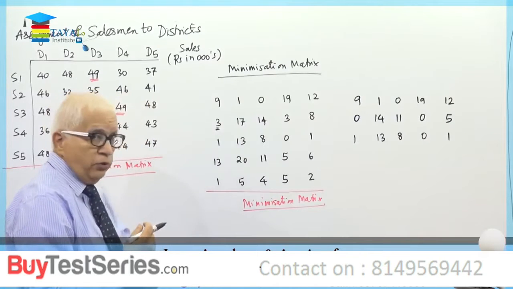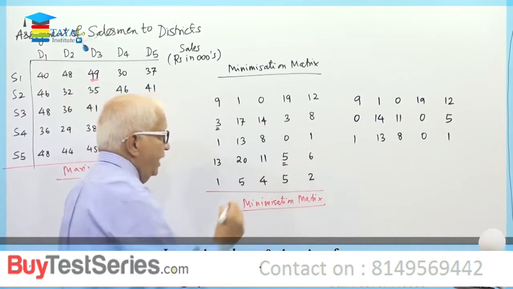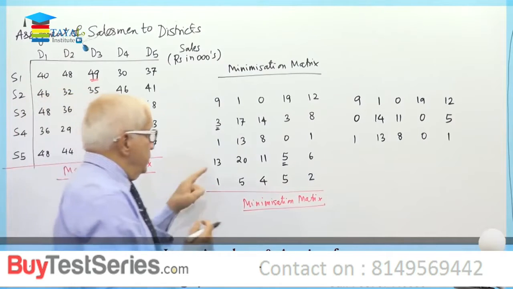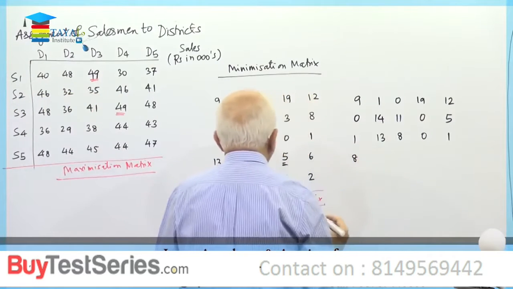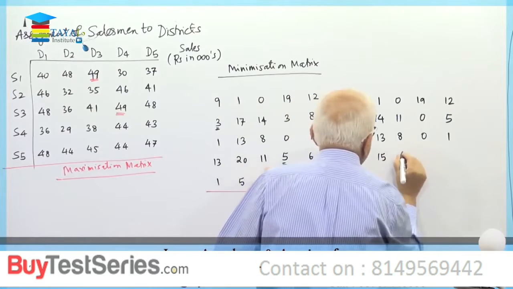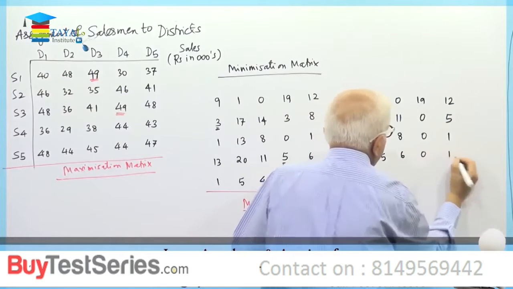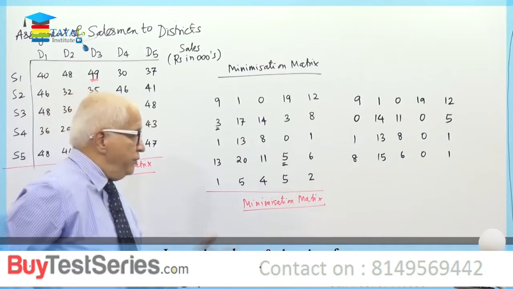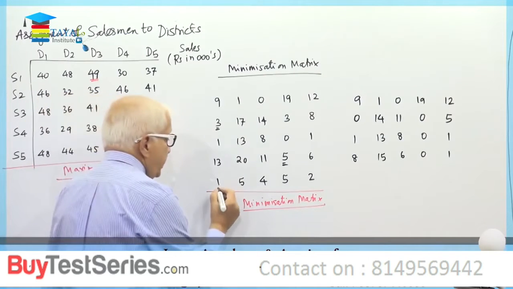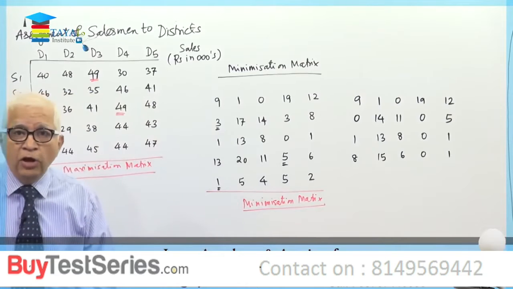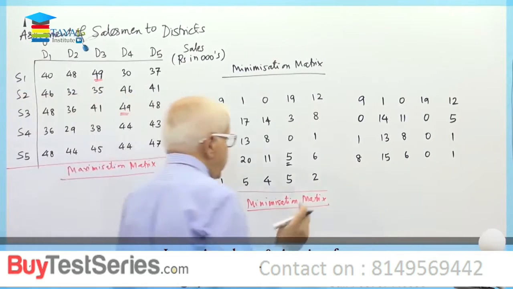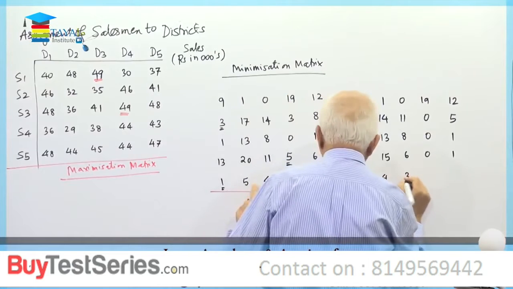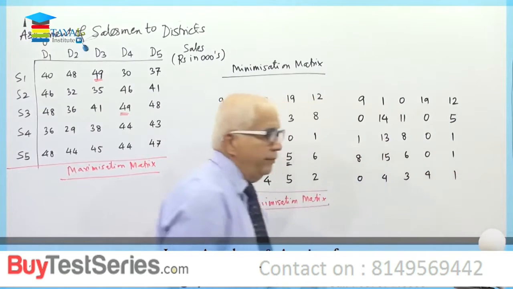Fourth row. What is the minimum number in the fourth row? Minimum number in the fourth row is 5. So subtract 5 from all numbers of the fourth row. Fine. So 8 minus 5, 20 minus 5, 11 minus 5, 5 minus 5 and 6 minus 5. Okay. I got the fourth row. Fifth row. What is the lowest number in the fifth row? It is 1. So subtract 1 from all the numbers of the fifth row. So what do I get? Each number is reduced by 1. So this is 0, 4, 3, 4, 1.